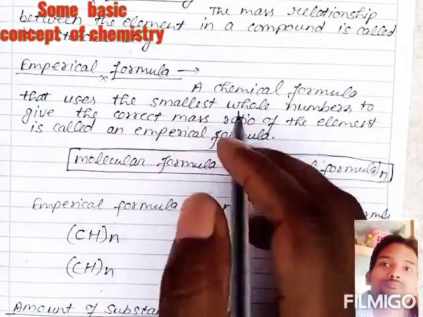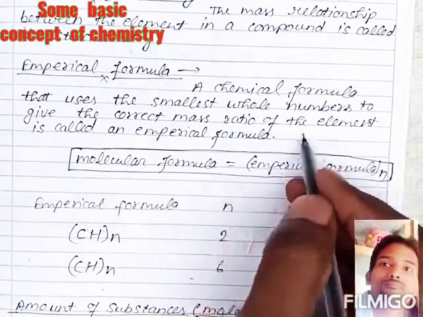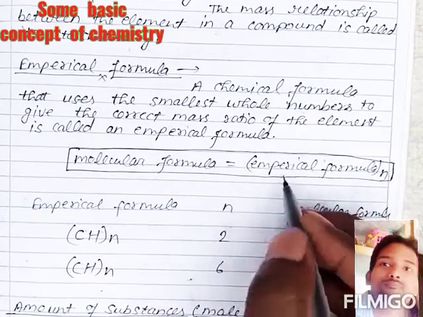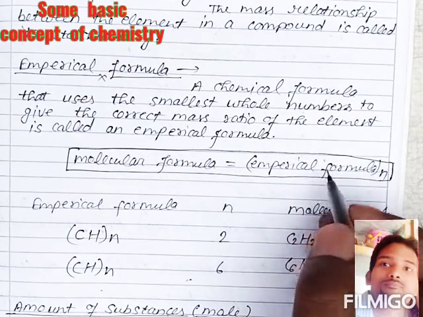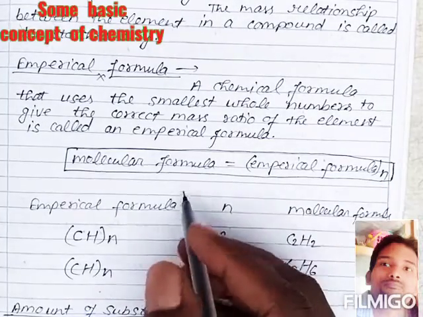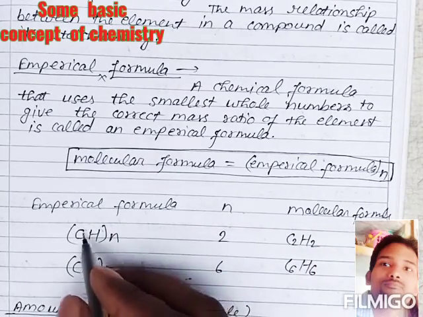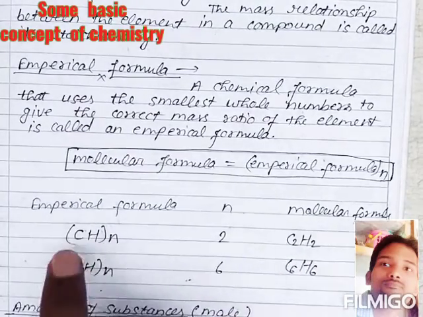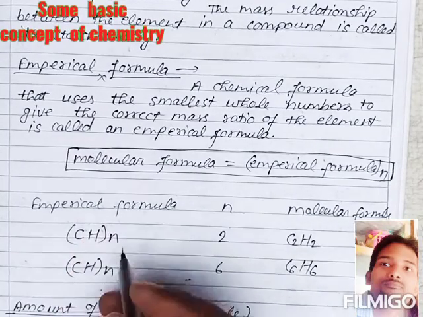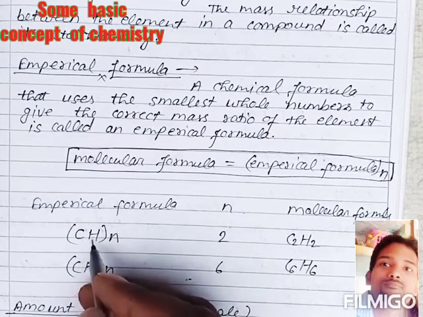Another is the empirical formula. A chemical formula that uses the smallest whole numbers to give the correct mass ratio of the elements is called the empirical formula. Molecular formula is equal to the empirical formula times n. For example, CH is the empirical formula because CH is the minimum repeating unit, and n is the number of times, which tells how many times it is repeated to form the molecular formula.